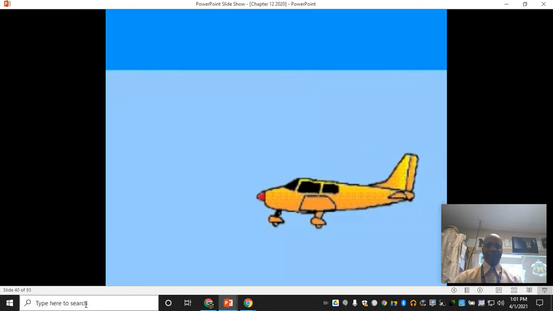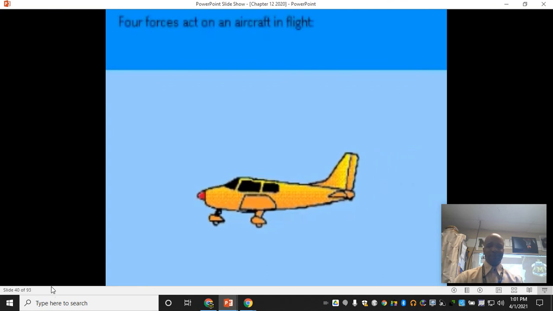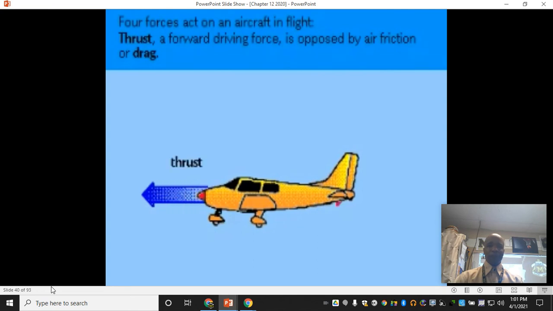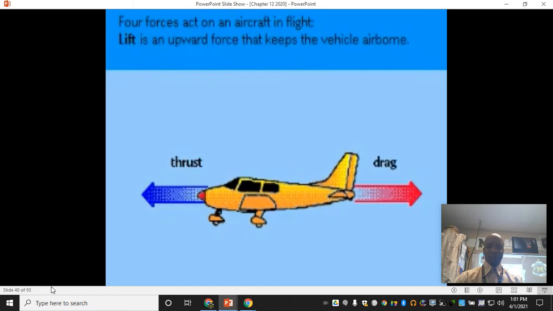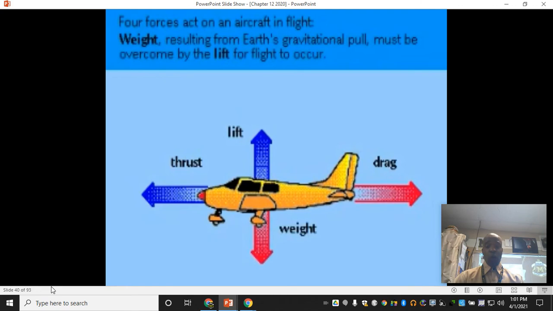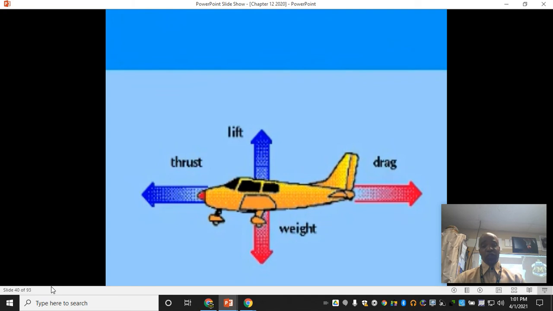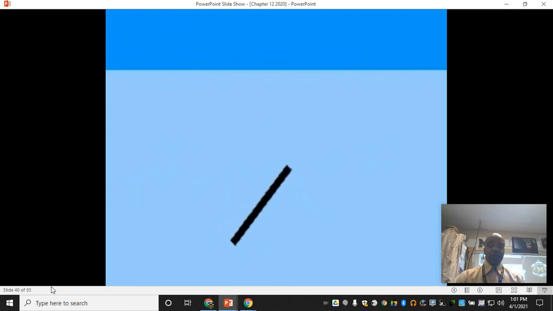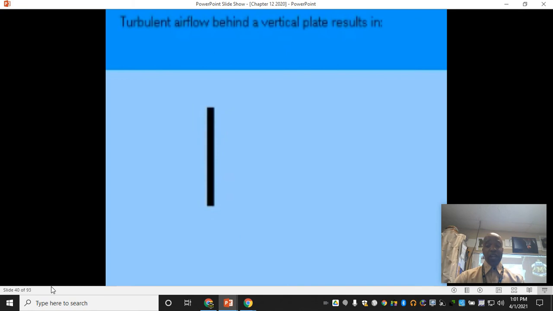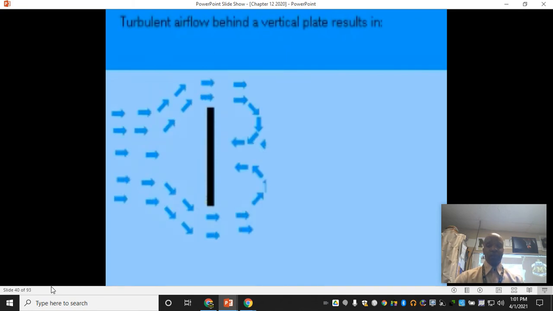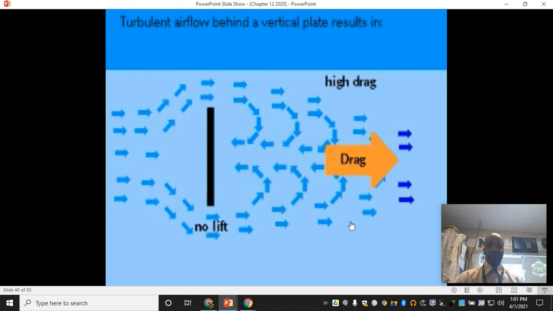Two pairs of opposing forces act on an aircraft in flight. Thrust, the forward driving force provided by a propeller or jet, is opposed by the friction of air known as drag. Lift is the upward force developed as air passes by an aircraft's wings. Weight, the downward force resulting from the Earth's gravity, is the opposing force that must be overcome by lift for flight to occur. Planes are designed around wings, and wings are designed according to the rules of aerodynamics. If a vertical plate is subjected to fast-moving air, a turbulent and chaotic airflow will occur.